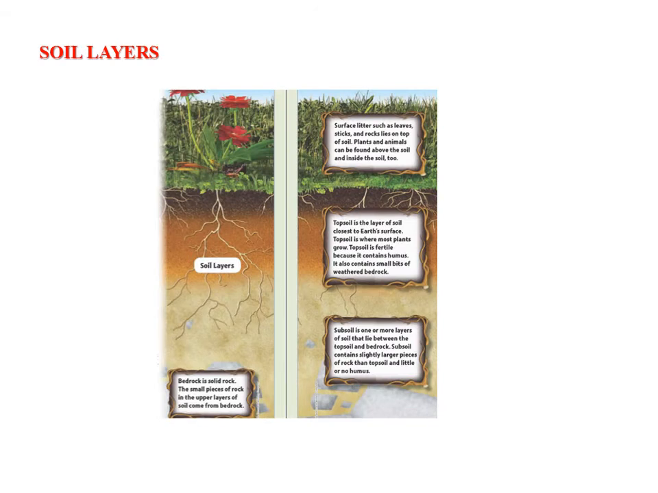Now this picture shows the 3 different layers of soil. If we look closely at the picture, we can see that plants and animals can be found above the soil, so they can be found on the surface of soil. Topsoil is the layer of soil closest to Earth's surface. Topsoil is where most plants grow, and it is fertile because it contains humus. Subsoil is 1 or more layers of soil that lie between the topsoil and bedrock, and subsoil contains slightly larger pieces of rock than topsoil and little or no humus. Bedrock is solid rock, so the small pieces of rock in the upper layers of soil come from bedrock.